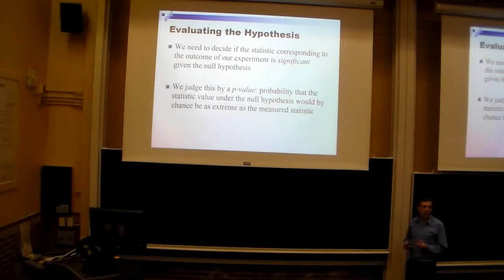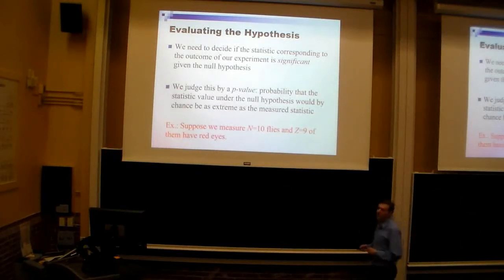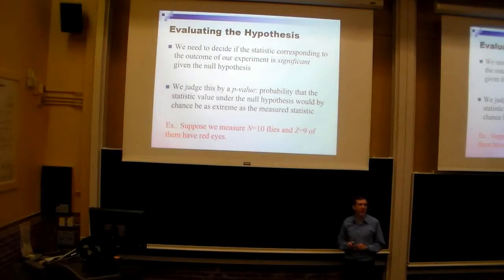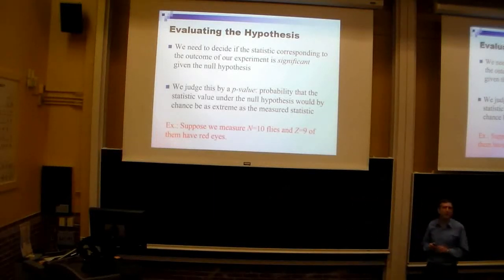And in that case, what we would want to ask is: is the value we actually see skewed too large by an amount that is implausible under the null hypothesis? So let's take a concrete example. Let's suppose we've looked at 10 flies and we've determined that 9 of those 10 flies have red eyes. We want to know, is that strong evidence that this is not a simple Mendelian dominant trait?